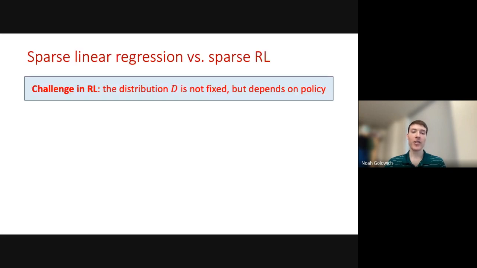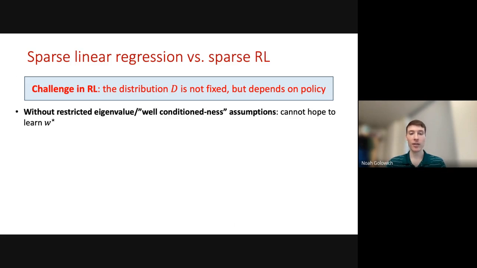Now, the answer to that question is that while it's absolutely necessary, we'll use the lasso, it is by no means sufficient, and in fact, many new ideas are required to solve sparse RL. At a high level, the reason for this is that in reinforcement learning, the distribution D over covariate vectors and labels is not fixed, but rather it depends on the policy, which induces a distribution over feature vectors at each state, which can obviously change depending on what the policy is.